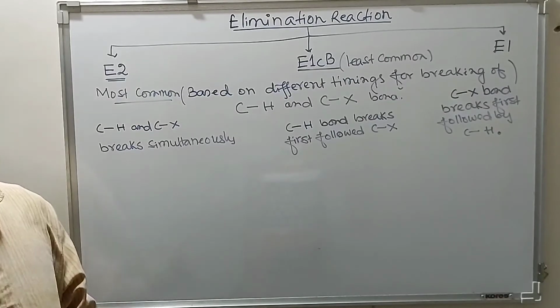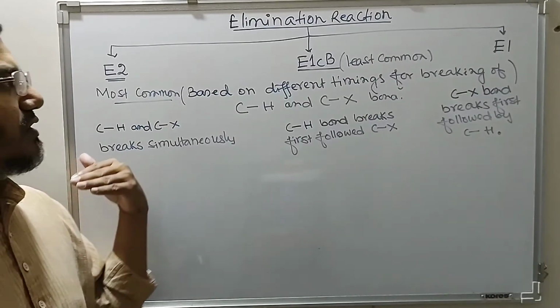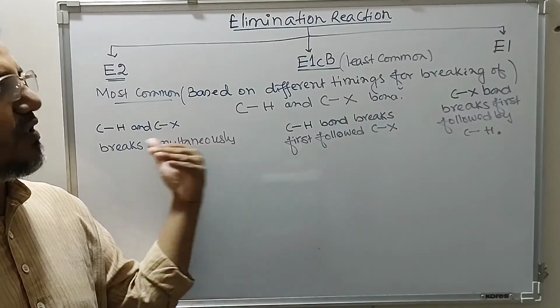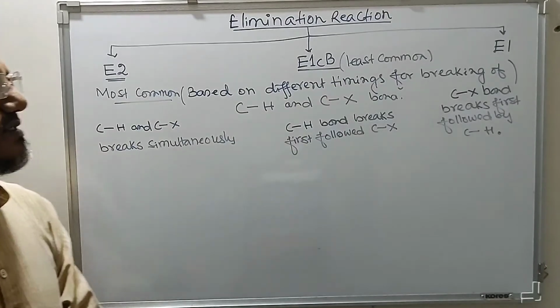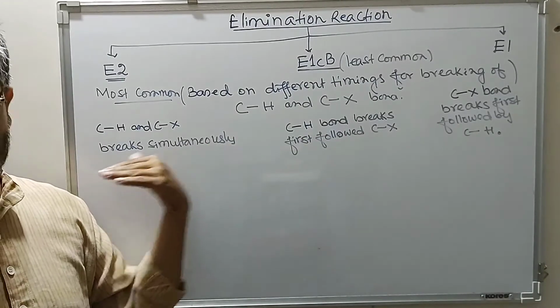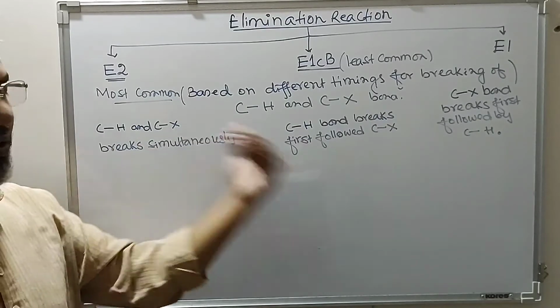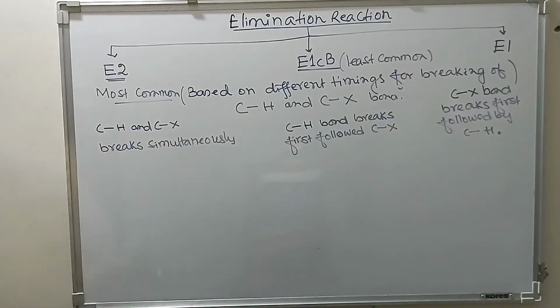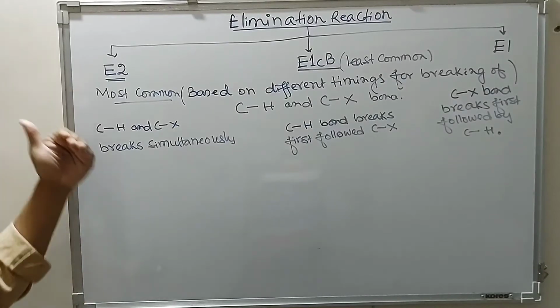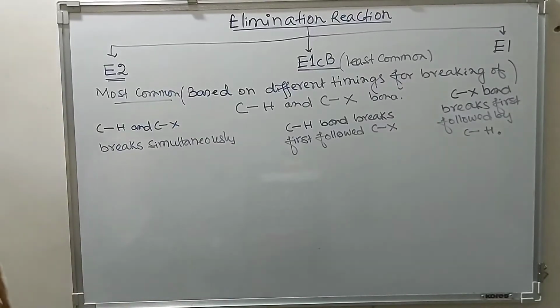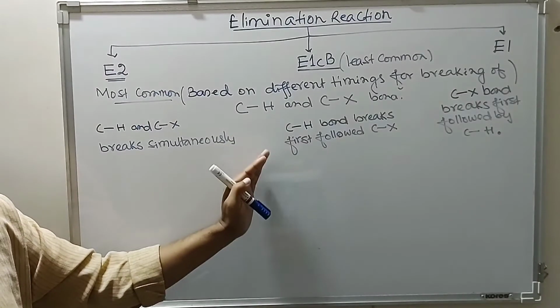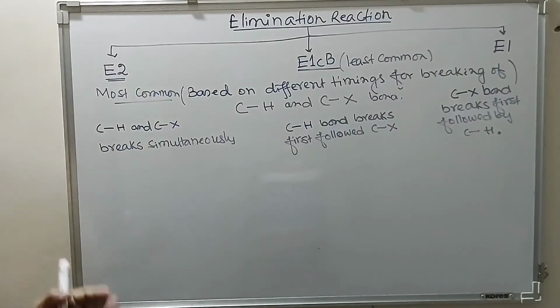What are the basic features? And what is the intermediate, kinetics, stereochemical evidence, factors affecting the rate of reaction, and the product formed. So first we'll take up the most common mode of elimination, that is the E2 mechanism or E2 pathway. So let's start with this E2 pathway. Again, I'll cover all this in detail in each and every mechanism or pathway.